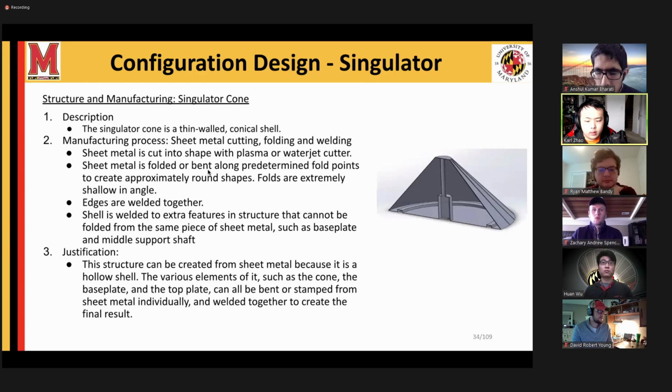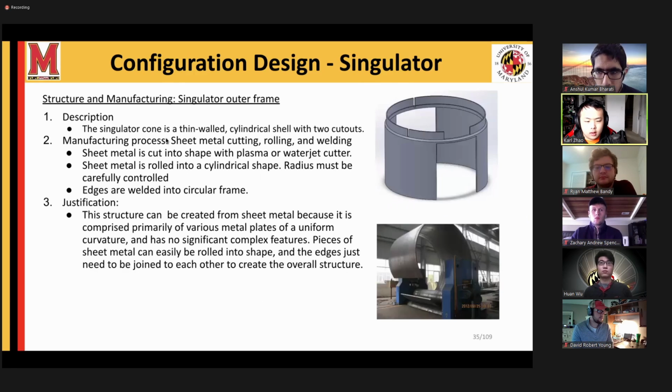Knowing the material, we were able to determine how the cone will be manufactured. It will be comprised of a stainless steel shell formed by bending sheet metal at very shallow angles. It is then welded to other parts in the structure to finish the process. The outer frame will be a bit different. It will be rolled into shape as shown in this picture here. Similarly, the rolled pieces will then be welded to each other to form the final structure.